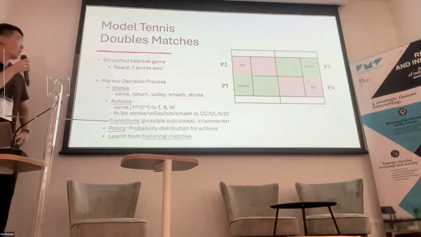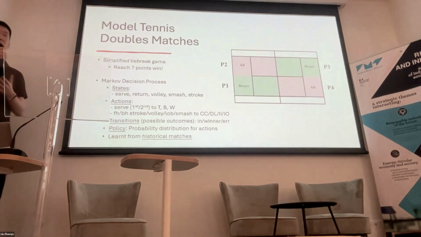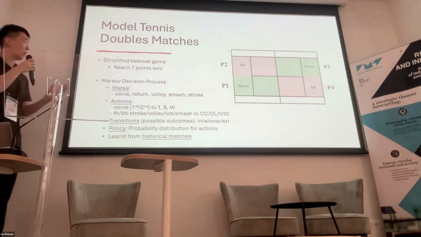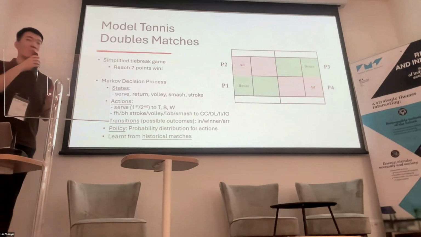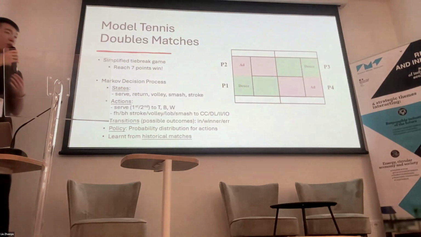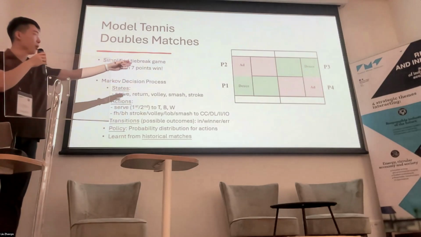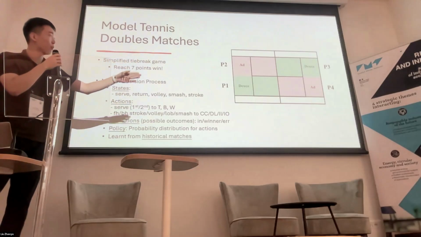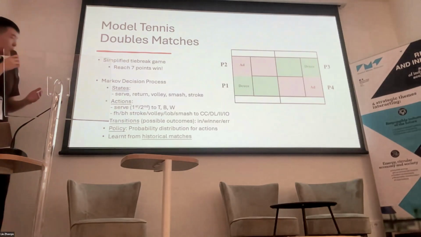These slides show how we model tennis doubles matches. Basically, we simplify the whole match as simplified tiebreak games, so the team that reaches 7 points first will win the match. Here we assume that the team who is more likely to win a tiebreak game is more likely to win the whole match. We denote the players on team 1 as P1 and P2, and the players on team 2 as P3 and P4.